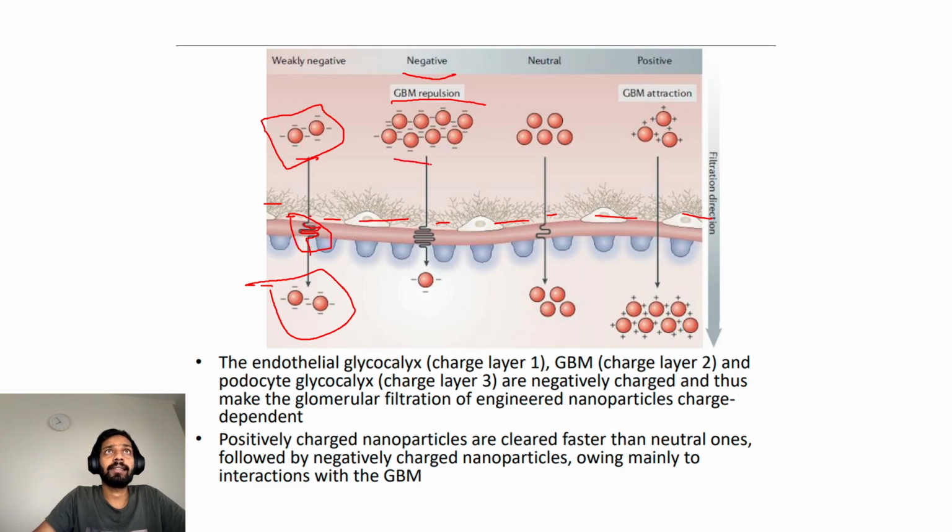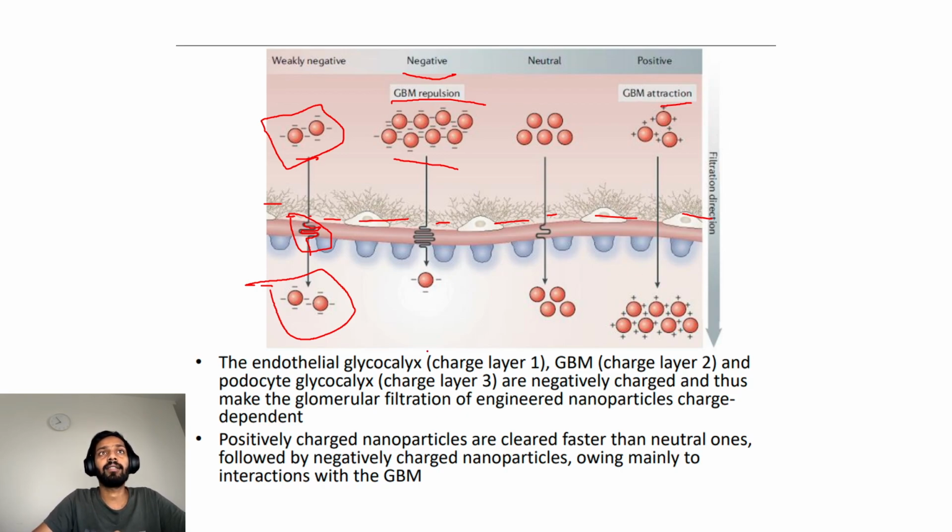But negative particles, even though there are a lot more of them in circulation, take a lot more time to get eliminated, and very few of them get eliminated. They keep staying in circulation because of this GBM repulsion. Whereas neutral particles more or less get eliminated, they might take some time. They do not interact with the GBM in a charge specific manner. They might have other interactions, but more or less they get eliminated without a problem. Whereas positively charged particles, because the GBM is negatively charged, have significant attraction towards the GBM, as a result of which they're rapidly eliminated from the body.